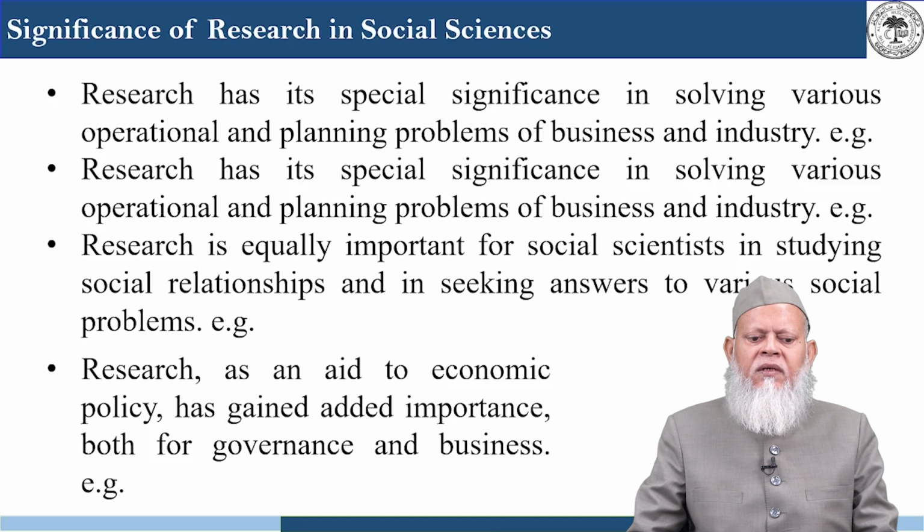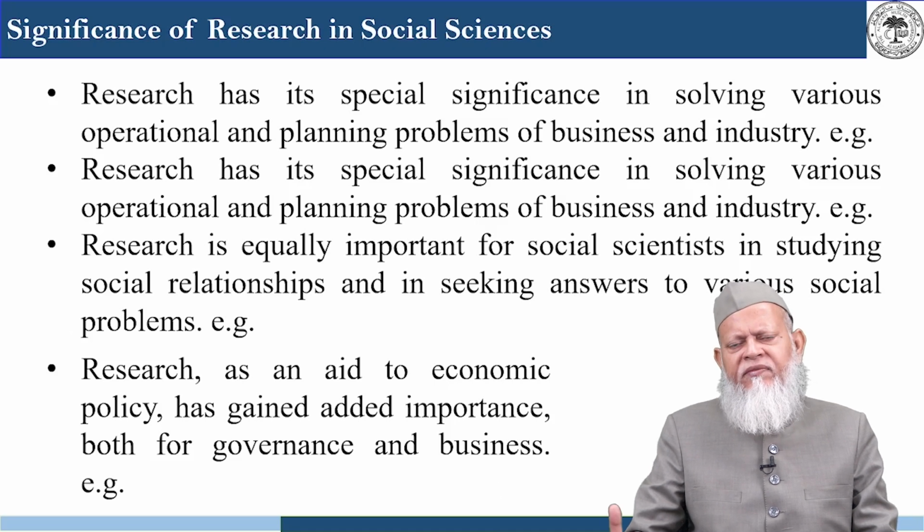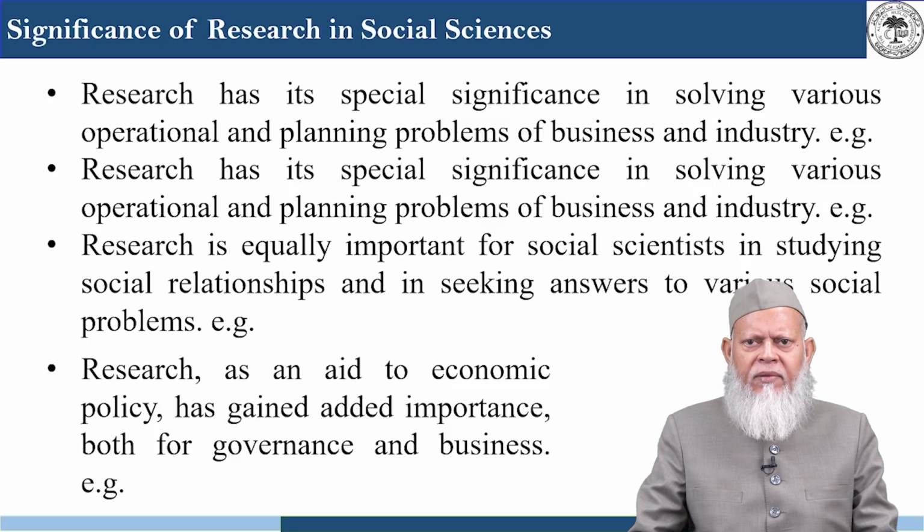It's also equally important for social scientists to study the social relationships in seeking answers to various social problems. For example, I was talking about divorce. Earlier, maybe 50 years ago or more, there would be hardly any instance of divorce. Today, both male and female are more educated, they have more income, but despite that, these things are happening. The researcher has to look into why it is happening.